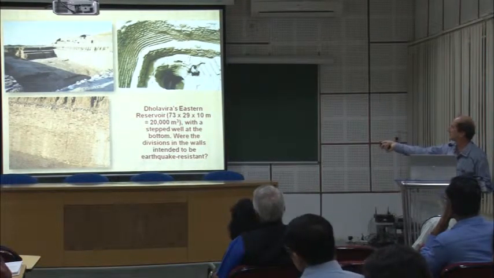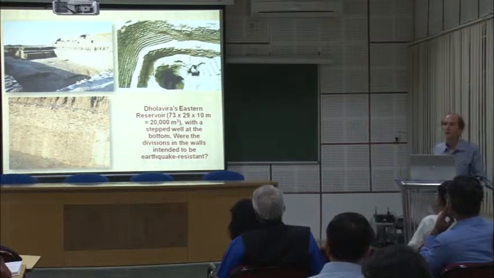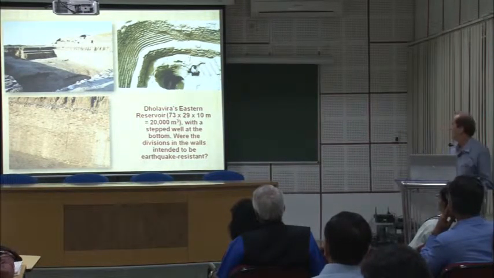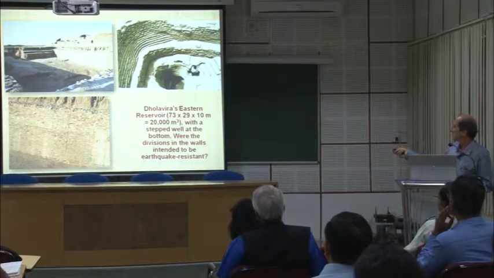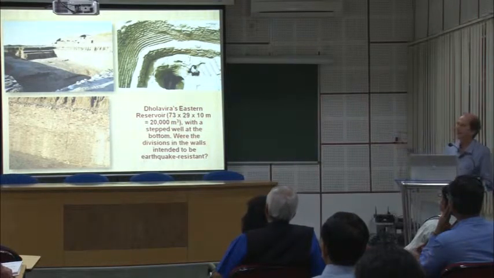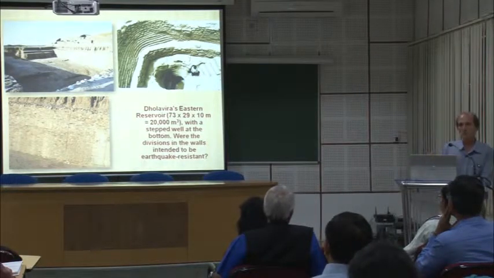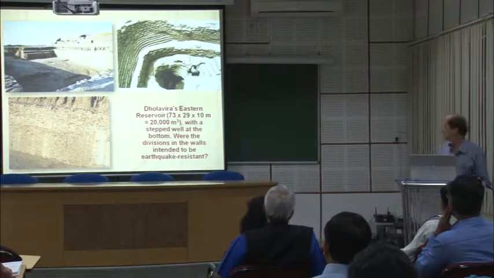This one is on the eastern side of the castle. You can see the castle ramparts here, and it measures about 73 meters in length and 29 meters in width, so quite enormous. And in addition, though this may belong to a later period, it's not very clear, it had a stepped well at the bottom of it. So that even if the reservoir was ever empty, you could still go down and draw water from the well.